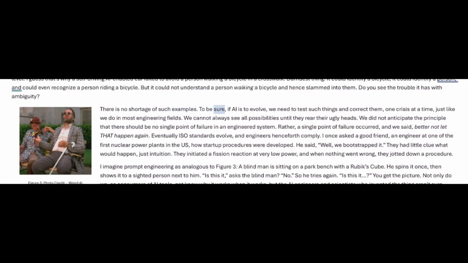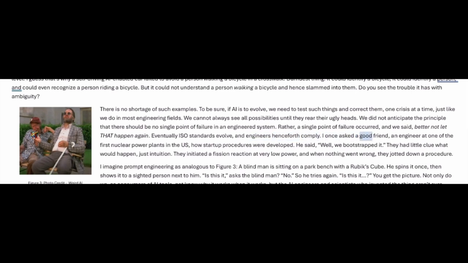To be sure, if AI is to evolve, we need to test such things and correct them, one crisis at a time, just like we do in most engineering fields. We cannot always see all possibilities until they rear their ugly heads. We did not anticipate the principle that there should be no single point of failure in an engineered system. Rather, a single point of failure occurred, and we said, better not let that happen again. Eventually, ISO standards evolve, and engineers henceforth comply.